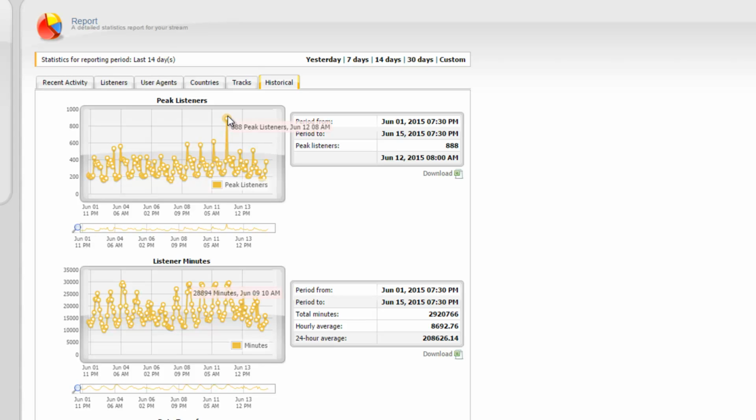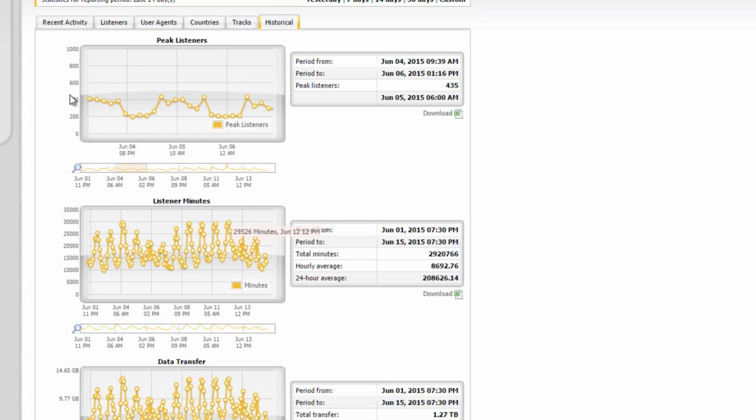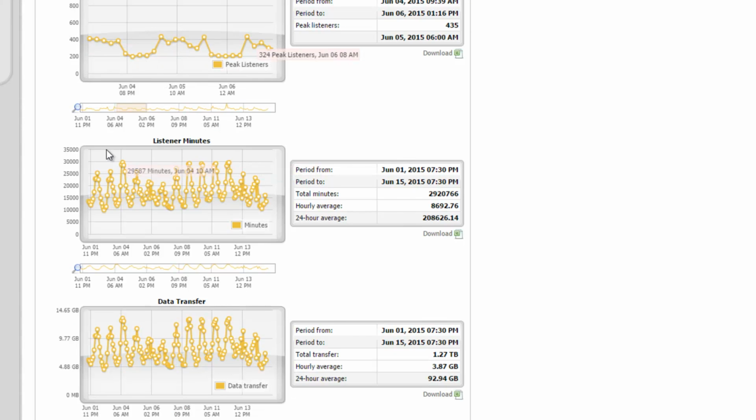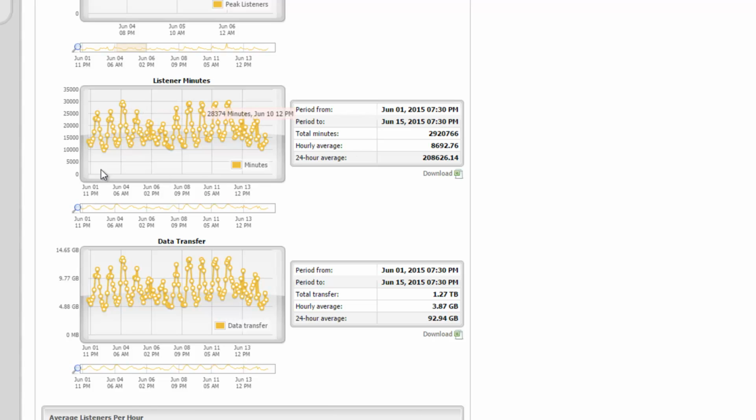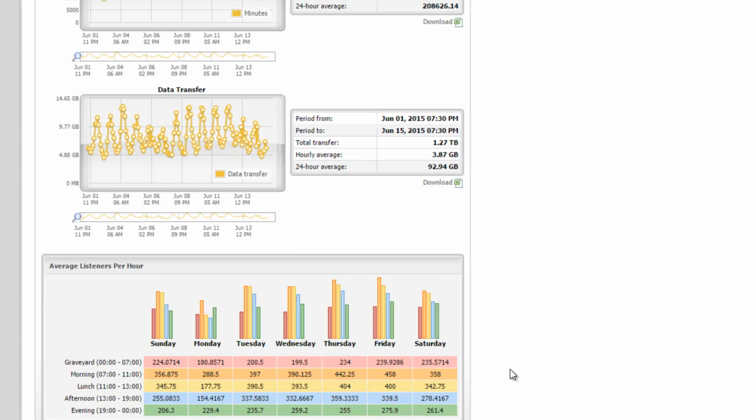If we go over to the historical, again, this gives you just a little graph of your peak listenership. You can see there's a peak listener there. You can drill down. Again, we're looking at the last 14 days. You can drill down by just highlighting. Now we're getting June 4th, 5th, and 6th because that's what I highlighted through. Listener minutes, total number of minutes. Data transfer, again, at Stream101, we don't really care about this because you're given unlimited bandwidth. You're just capped at the number of total listeners.